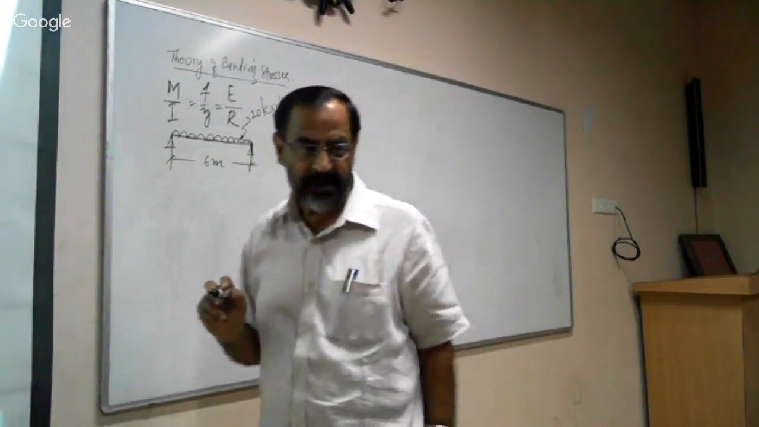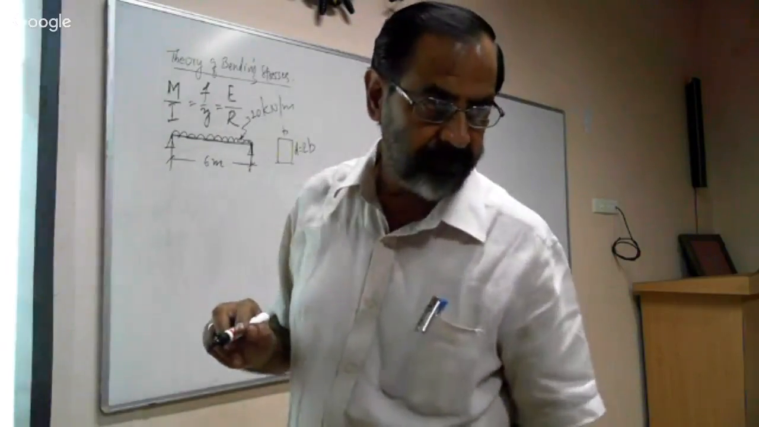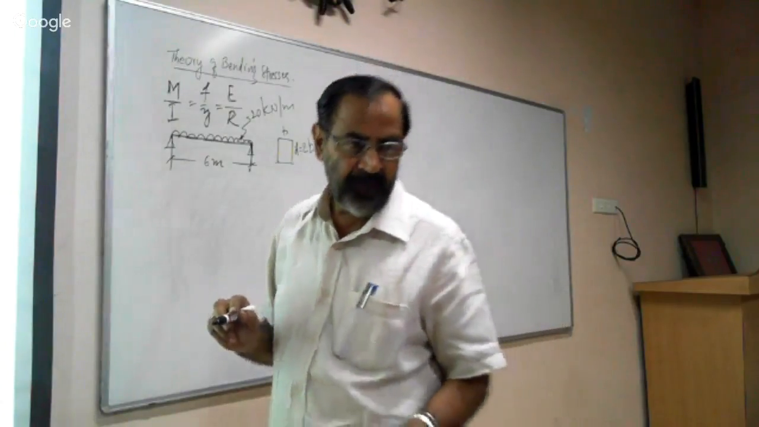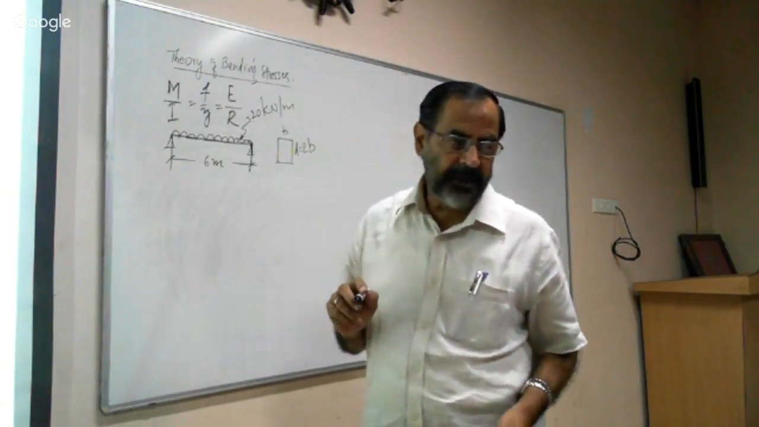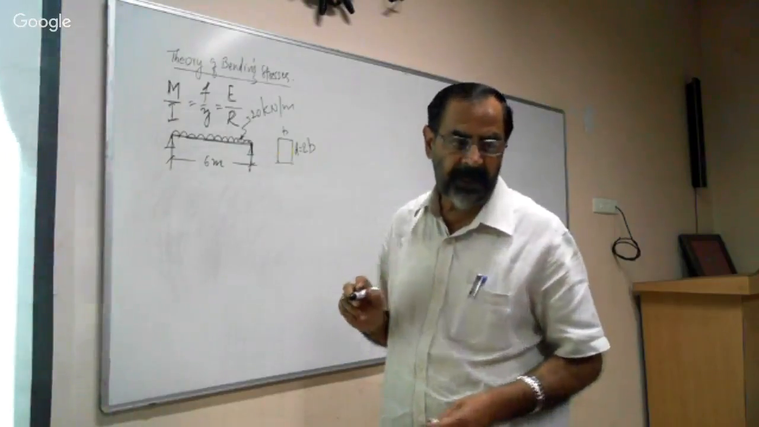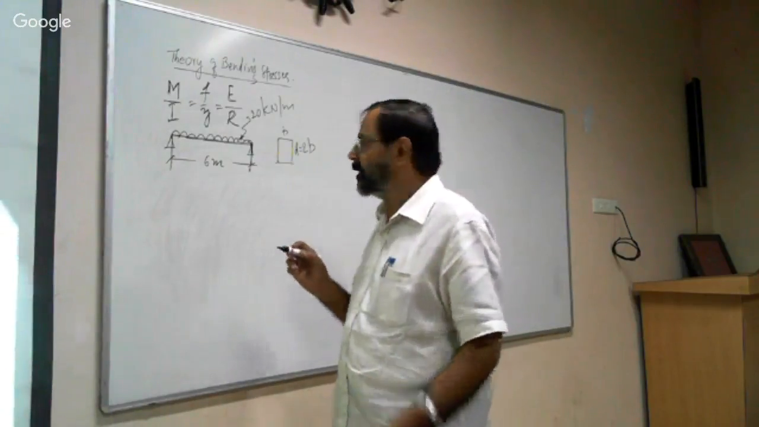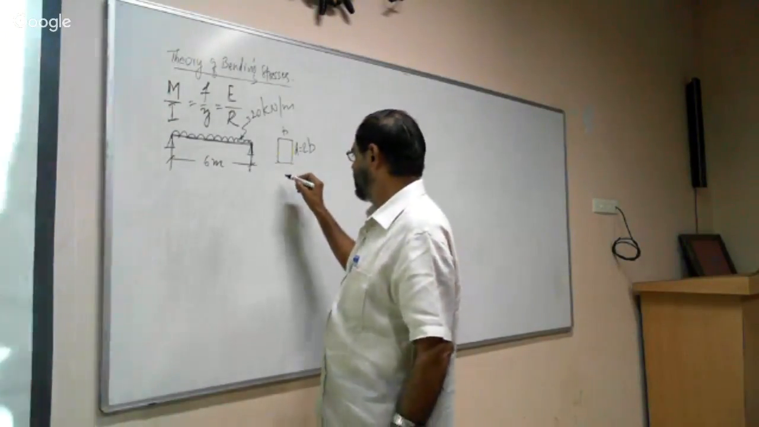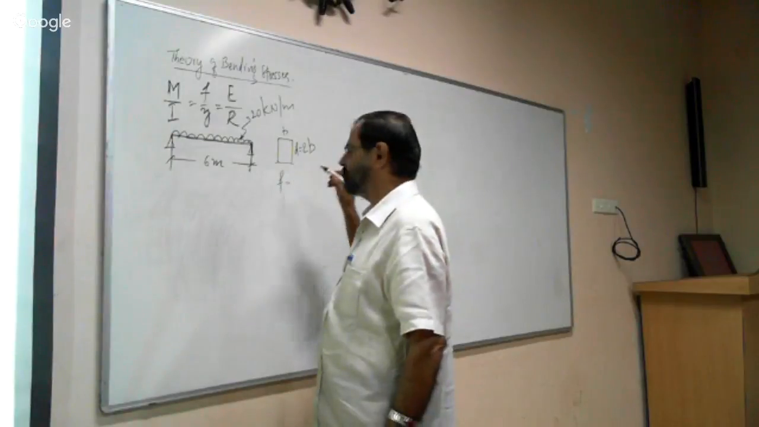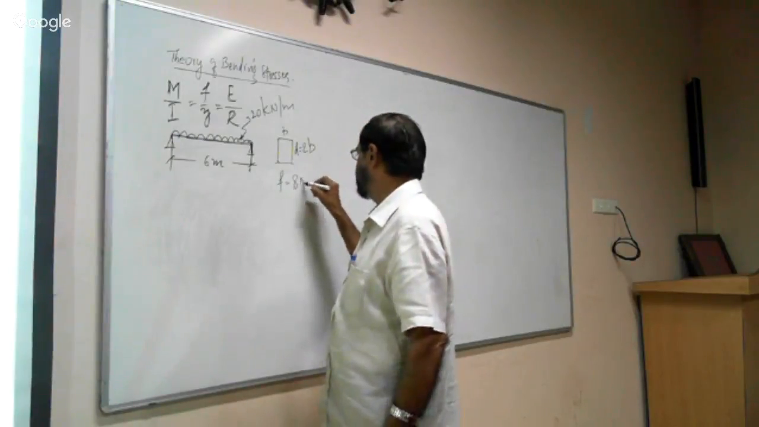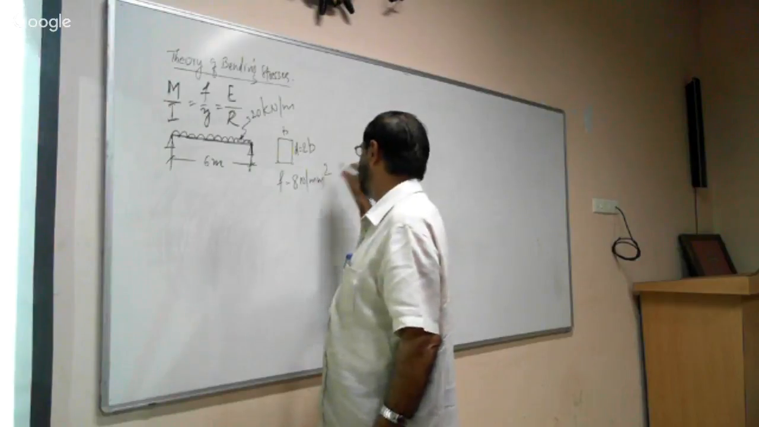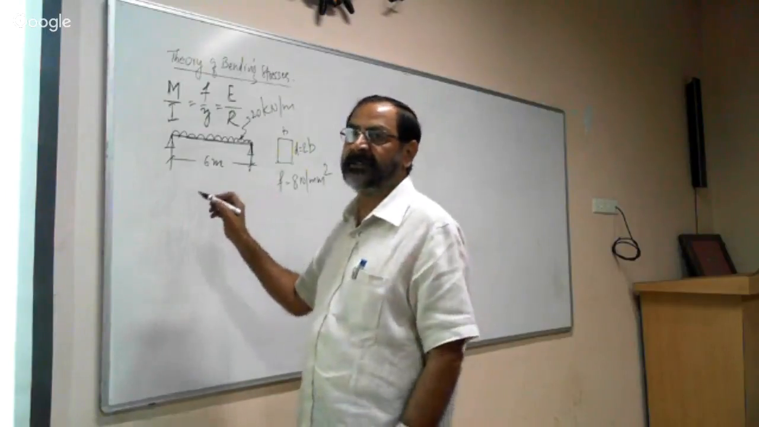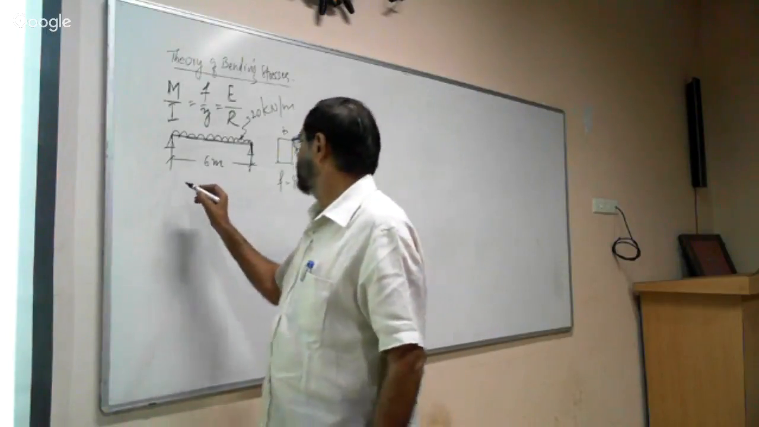So they want us to design a suitable section making the depth twice the width. The stress in the timber is not to exceed 8 newtons per millimeter square. So this is the problem given. The stress is given as 8 newtons per millimeter square. So first let us note the given data.